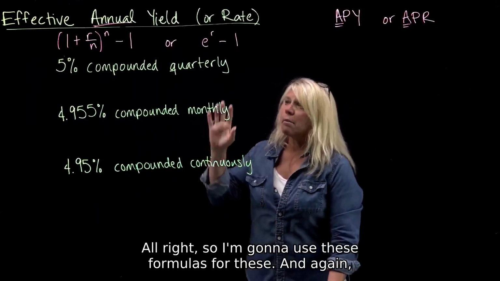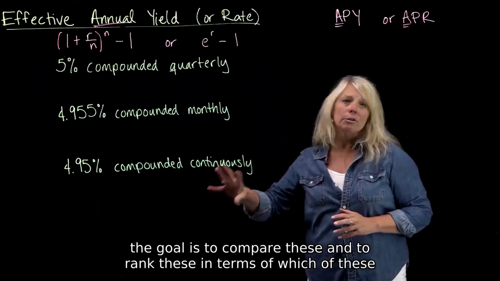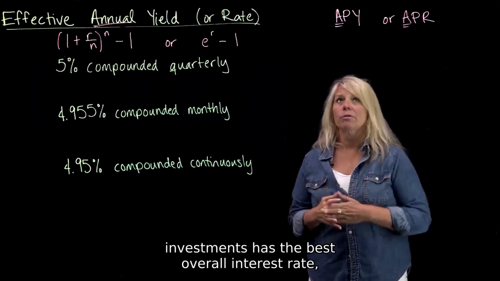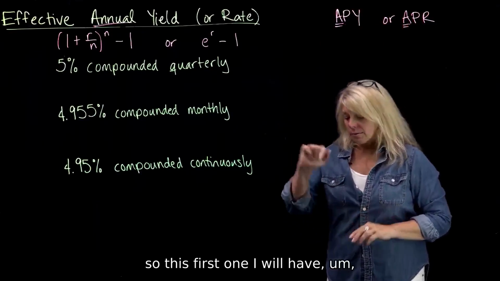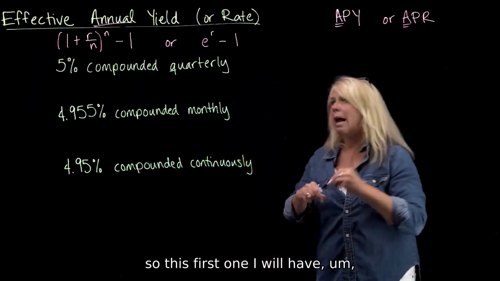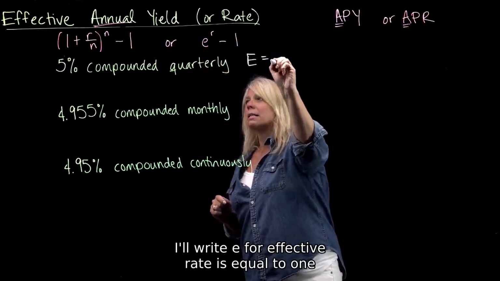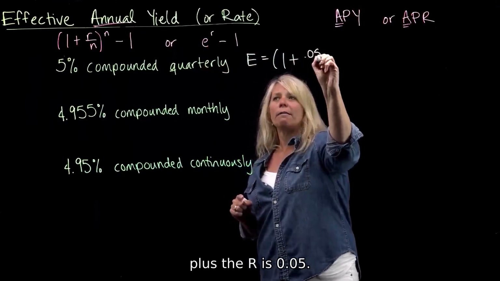All right, so I'm going to use these formulas for these, and again, the goal is to compare these and to rank these in terms of which of these investments has the best overall interest rate, the best annual percentage yield. All right, so this first one, I'll write E for effective rate, is equal to 1 plus the r is 0.05.